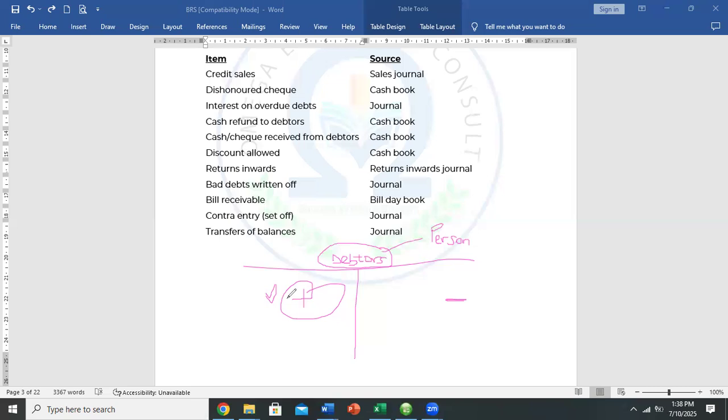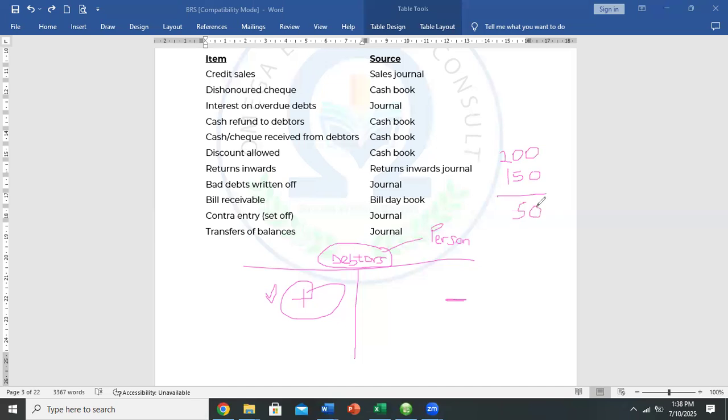So the dishonor check, as we said, is a check that the bank is refusing to pay. So what happens is that your debtor gave you a check. So let's say your debtor owes you 200 cedis. He gives you a check of 150 cedis. What it means is that the debt will reduce, right? So let me write that. The person owes 200 and has paid 150. So when we do the subtraction, it means that the debt would reduce to 50.